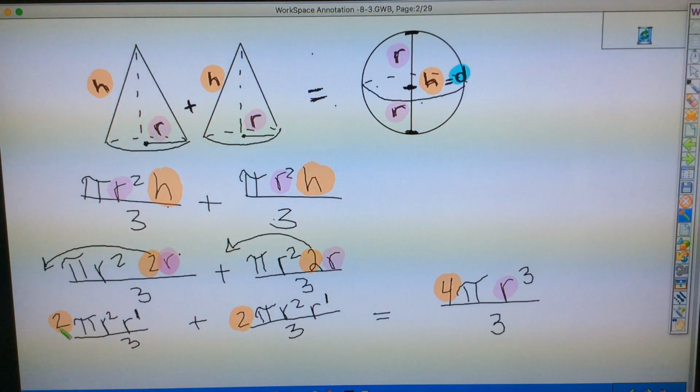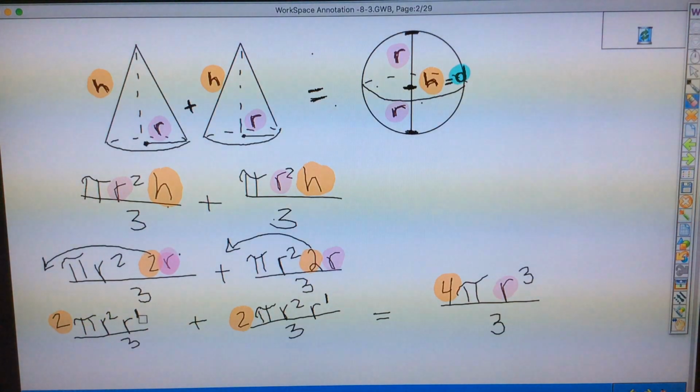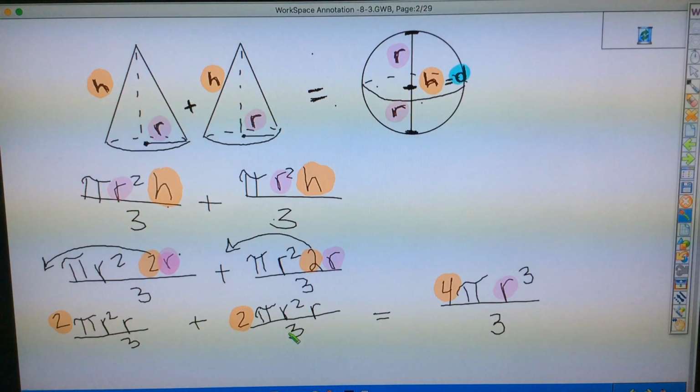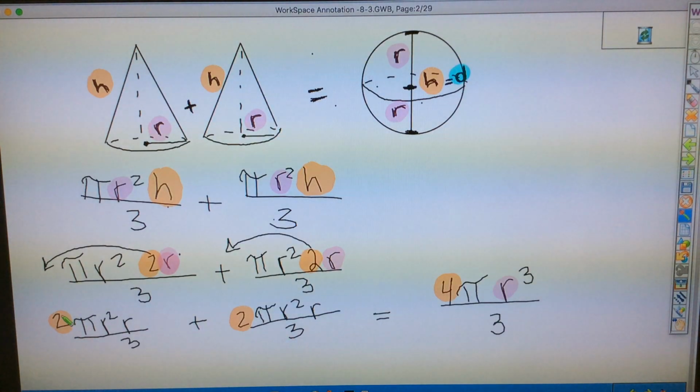And so now I have 2 pi times radius squared times radius divided by 3 plus 2 pi times radius squared times radius divided by 3. Okay, so we're going to go ahead and add what we can. Up top, if I add 2 and 2, I get 4.